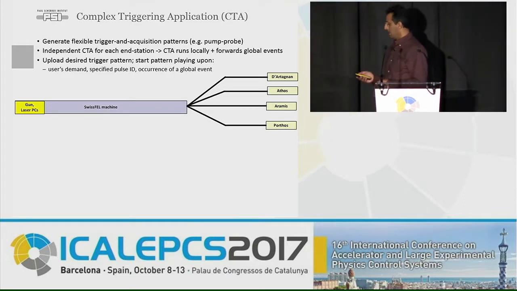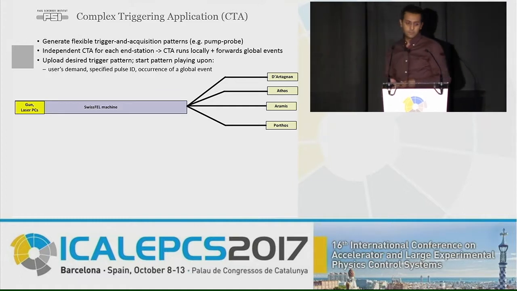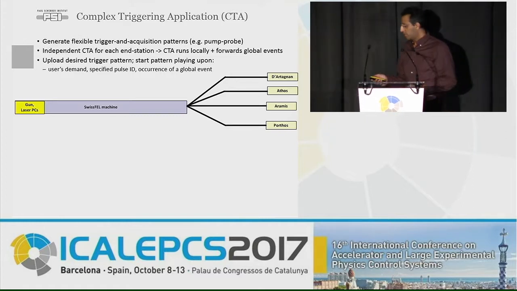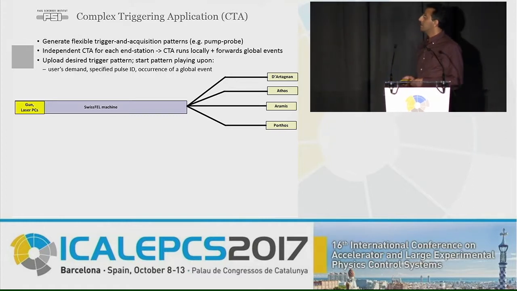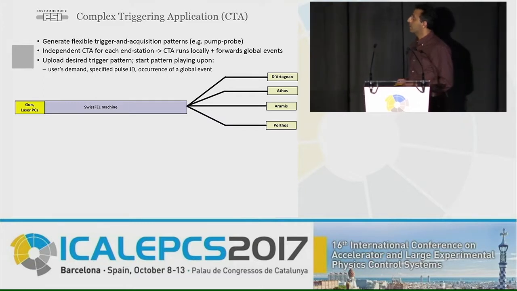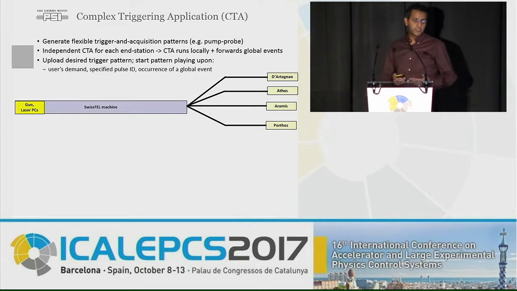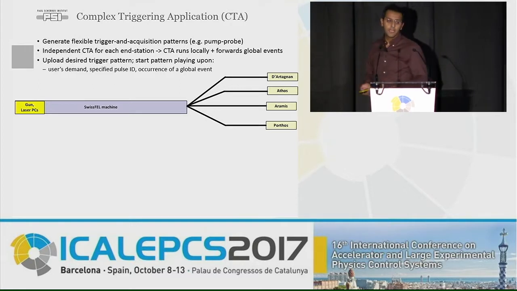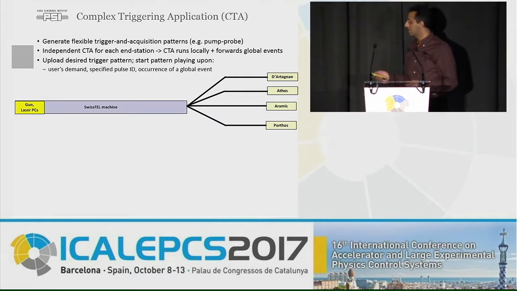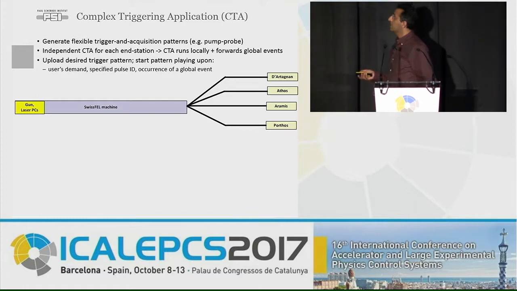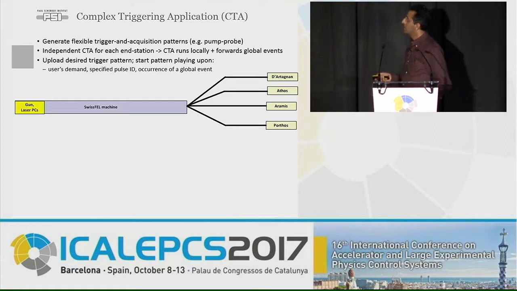Now, the last application that we are currently busy developing is what we call a complex triggering application. At some beamlines, like the Aramis beamline, we have more than one experimental station. At each experimental station, there are experiments planned which require a rather complex triggering pattern, so basically a trigger and acquisition pattern. Typically one of these is pump probe experiments, where you pump a sample with a laser, and then you want to probe it with an FEL pulse.